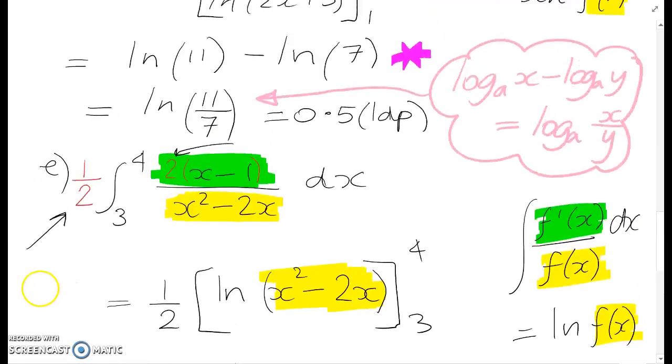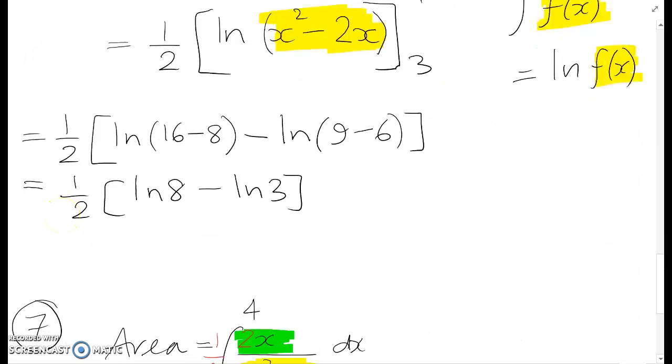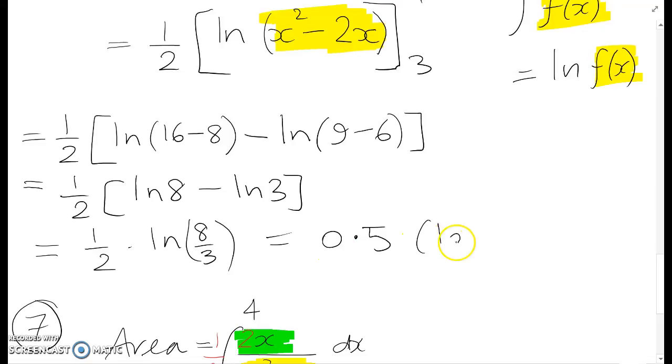And remember that rule we had up here in the pink? I'm going to use that again. So that's now going to mean that I've got half log 8 over 3. Now I can plug that into my calculator. Let's see if it can cope. Log 8 over 3, and then I want half of that. So I'm getting that that's about 0.5 again to 1 decimal place. That was a coincidence.